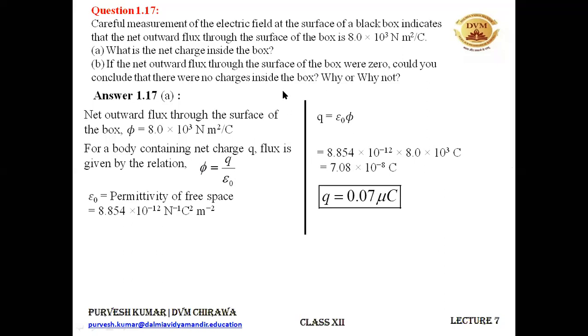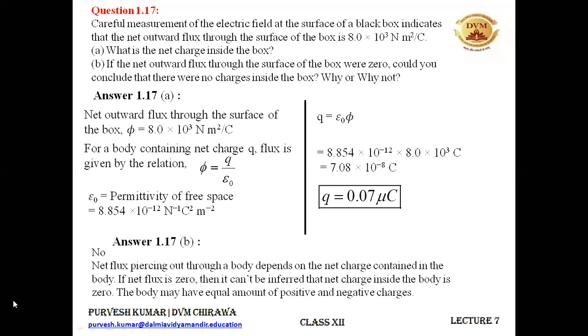Why or why not? All right. So they are saying that if phi is equal to 0 somehow, then can you conclude that there are no charges present inside the box? No. The answer to this question is no, because it might be possible that equal and opposite charges are present inside the box. And when equal and opposite charges are present inside the box, then what happens? The net charge becomes 0 and the flux becomes 0, but still the charges are present. All right. Because this Q is the total charge present inside the box.